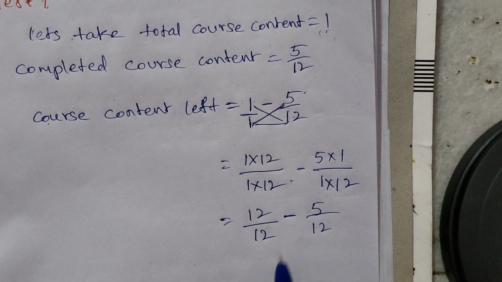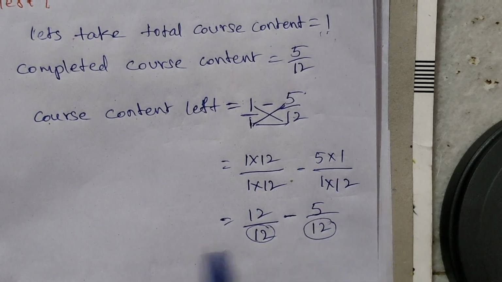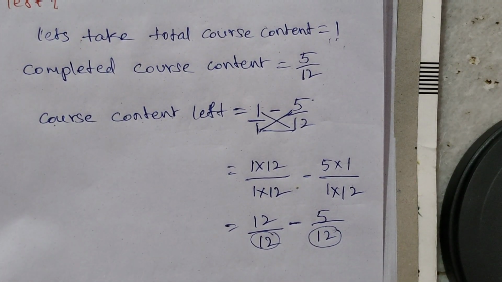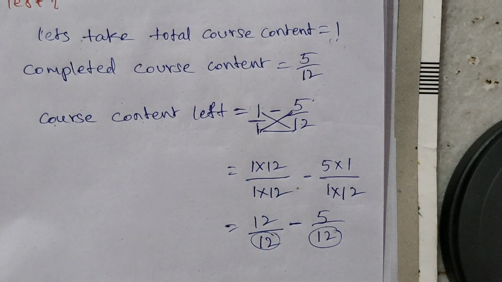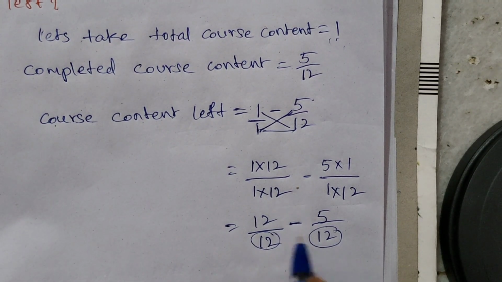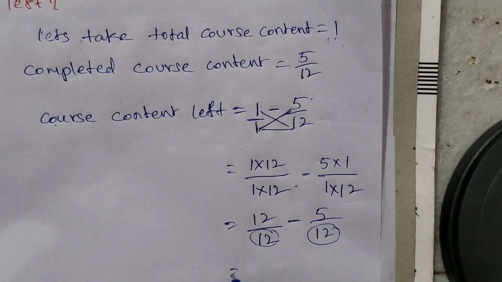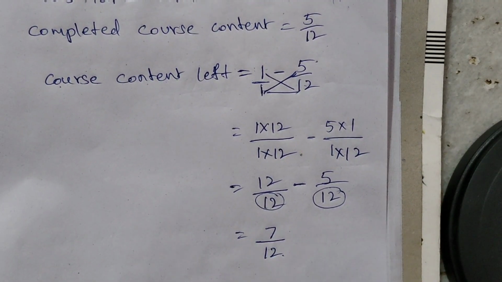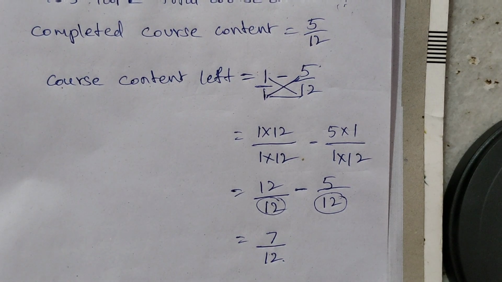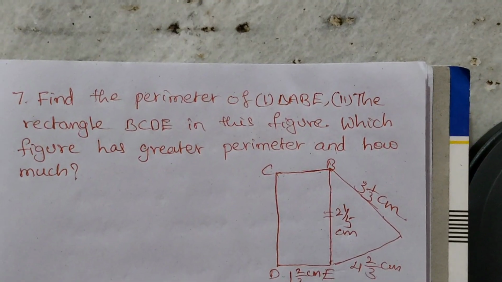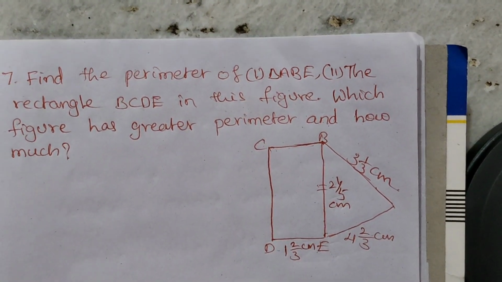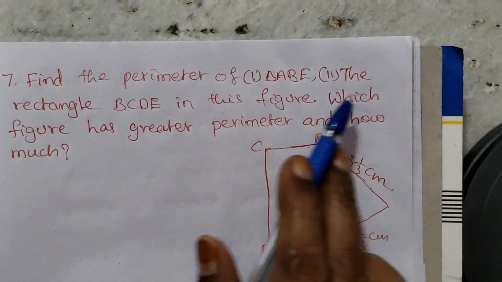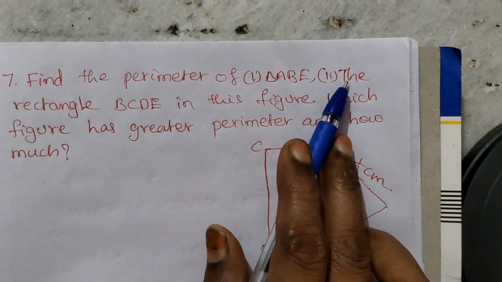Okay. So here, now that we have the denominators the same, they are like fractions. So we can subtract the numerators directly. 12 minus 5, 7. So 7 by 12 is the course content left. Sixth question completed.